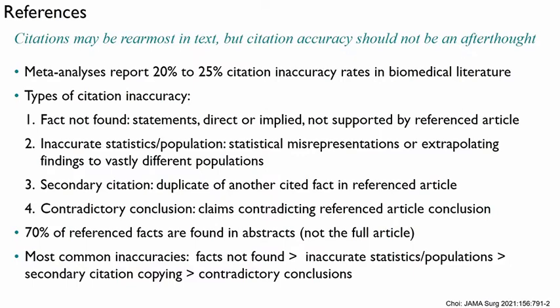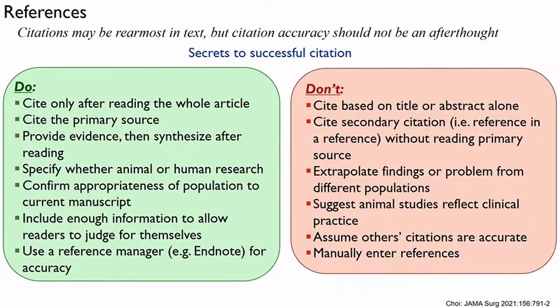The other thing that's interesting is that 70% of referenced facts are found in the abstract, not in the full article, which tells you that people are doing nothing more than looking at Medline, reading the title and maybe the abstract of an article, taking the information out of that abstract and citing it in their new article without ever having read the article in the first place. And again, common inaccuracies: the facts aren't found, it's an inappropriate population, and the numbers and the information don't add up. So, do's and don'ts of citation.